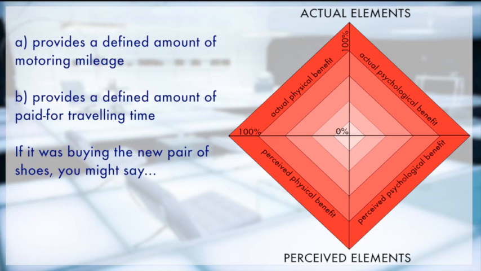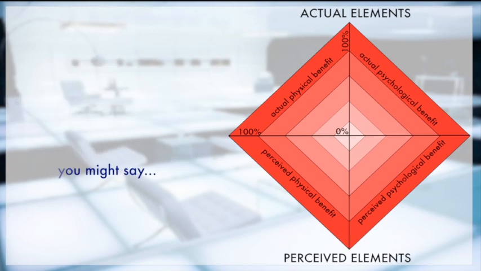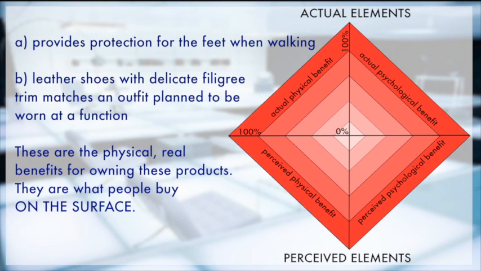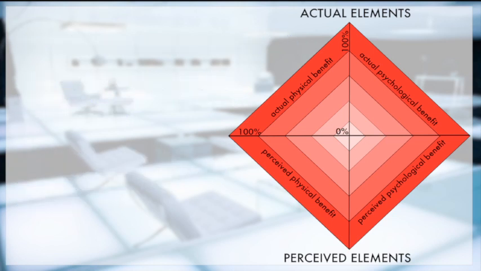However, if it was buying a new pair of shoes, you might say A, it provides protection for the feet when walking, or B, leather shoes with delicate filigree trim matches an outfit planned to be worn at a function, which makes you feel happier. These are surface, physical, real benefits for owning these products.